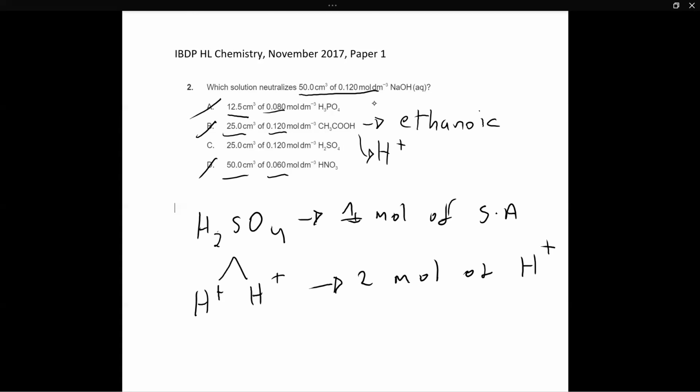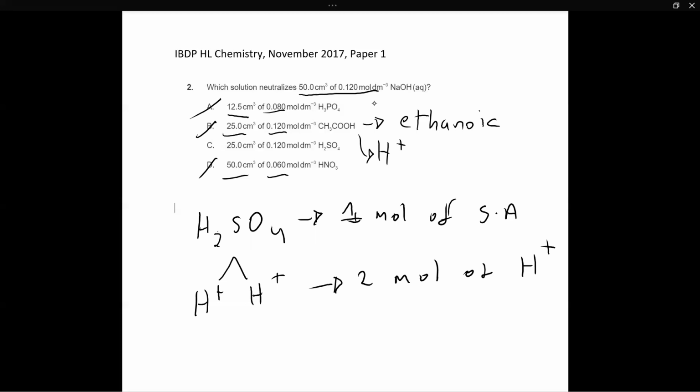And over here in option C, even though the concentration is the same as the base, the volume is less, is half. You would think that the moles of H+ produced by the dissociation will also be half, and thus it won't be enough to neutralize the hydroxide. However, this is not the case. Since H2SO4 is diprotic, it can produce twice the number of moles of H+. That means it will be enough to neutralize the OH⁻ produced.